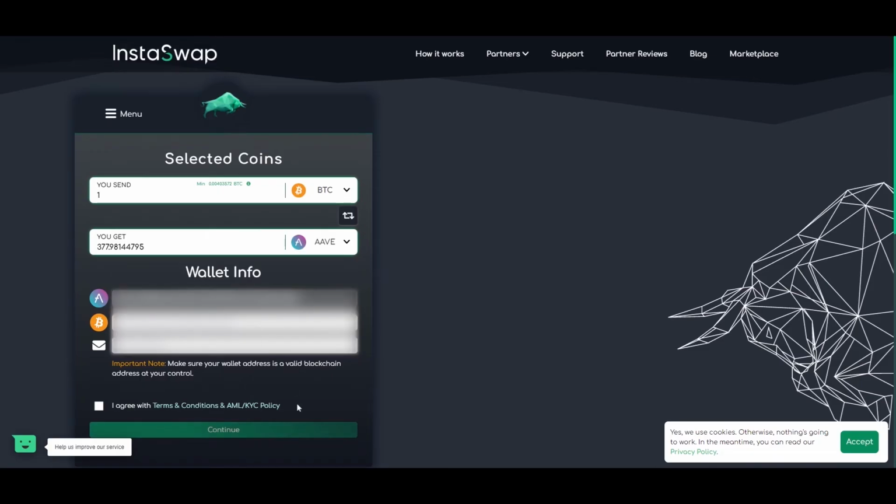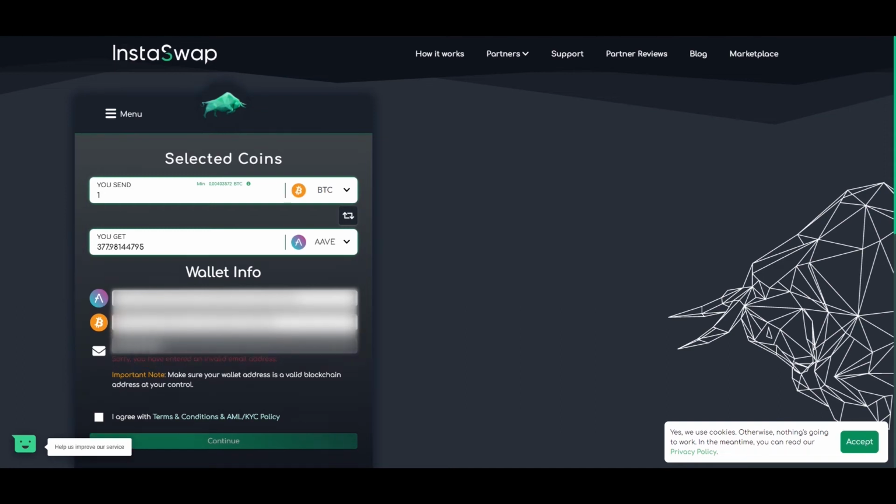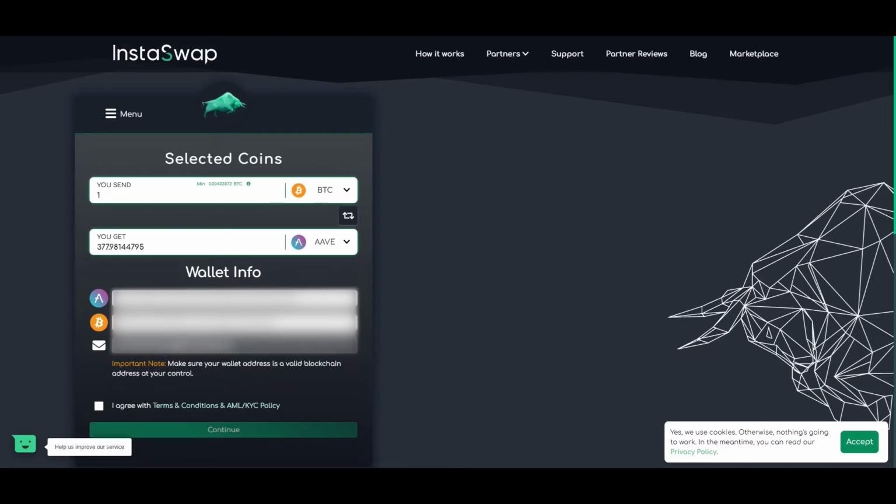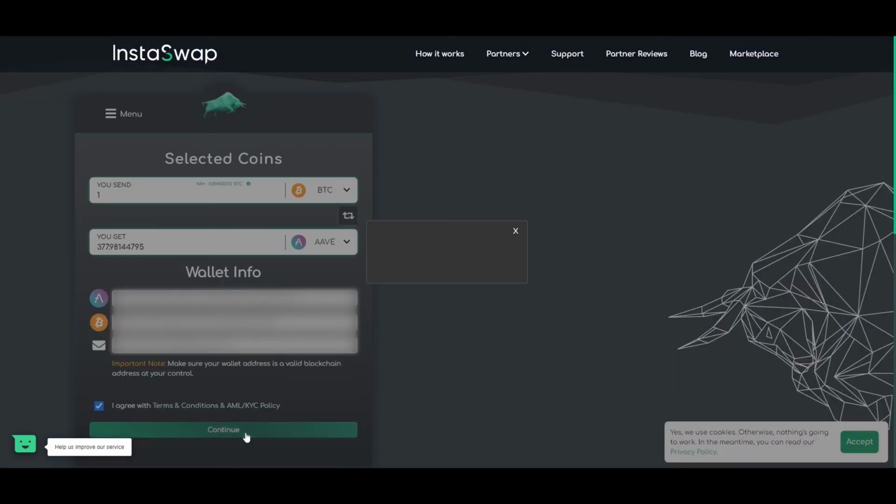Now, enter the receiving wallet address where you wish to receive your coins, as well as the refund wallet address that you will be sending the funds from. Enter your email address in order to verify your transaction by entering the 4-digit code that you will receive after you press Continue. Make sure that your cryptocurrency wallet addresses are correct, simply accept the terms and conditions and AML/KYC policy, and press Continue.